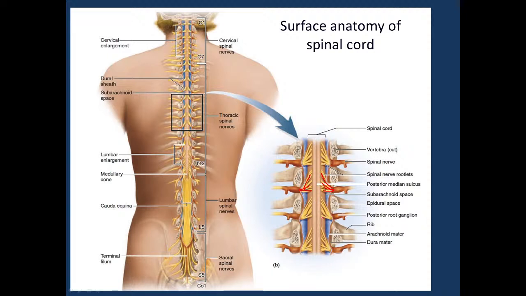The anterior and posterior roots of the spinal nerves branch off from the spinal cord, and then they combine to form spinal nerves in the intervertebral foramen. So here is the intervertebral foramen, and combined together, anterior and posterior roots form the spinal nerves. Here are the spinal nerves.